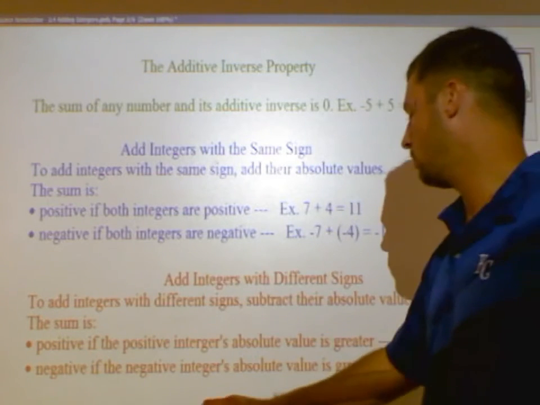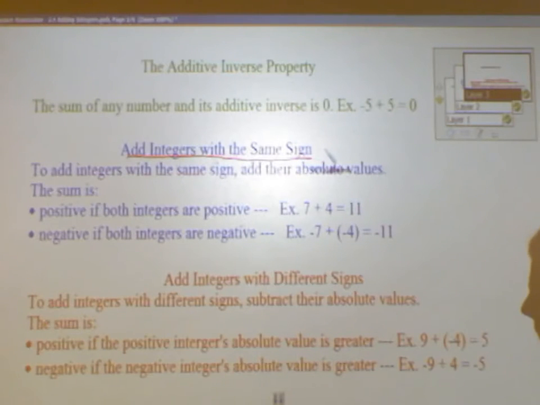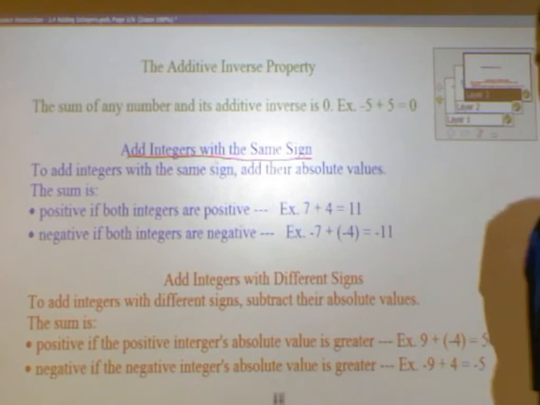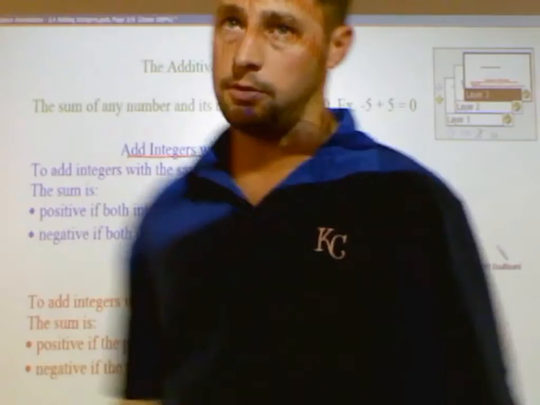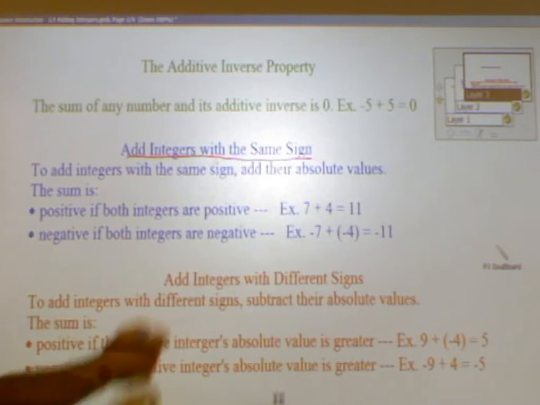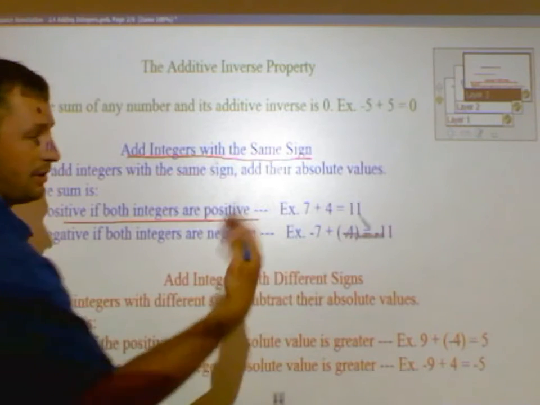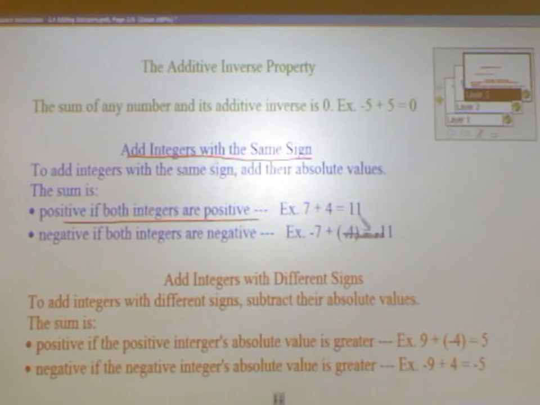The first rule is about adding integers with the same sign. If you're going to add integers with the same sign, add their absolute values. If both the numbers are positive, it's just like any adding you've always done. You add them up, and there's your answer. For example, 7 plus 4 is 11. It's always been that way. That's not going to change.